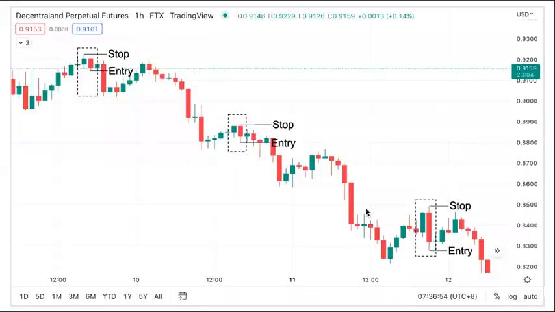Okay, another example, shorting. Same, if you see a bearish engulfing pattern, you move your entry below the candlestick, stop loss above. What you see next is the green candles. So in this case, your order will not be filled. It will only be filled on the second candlestick because it breaks down.